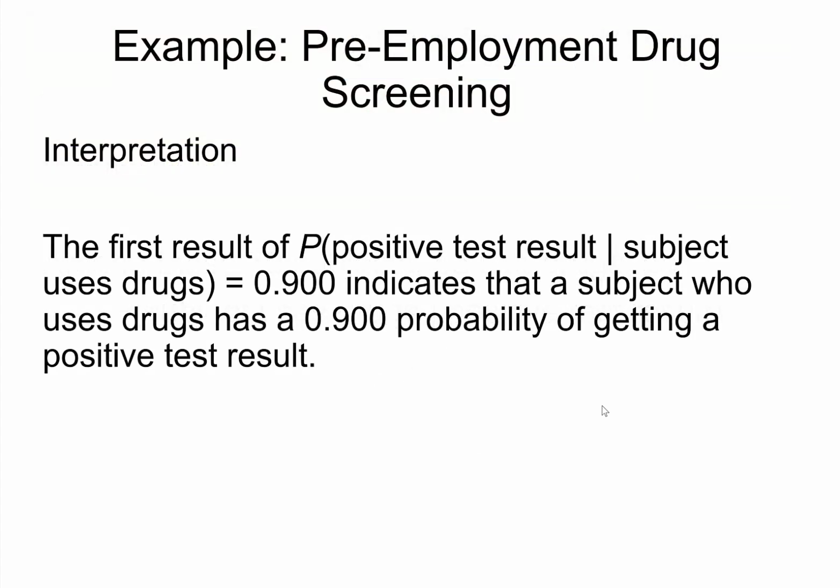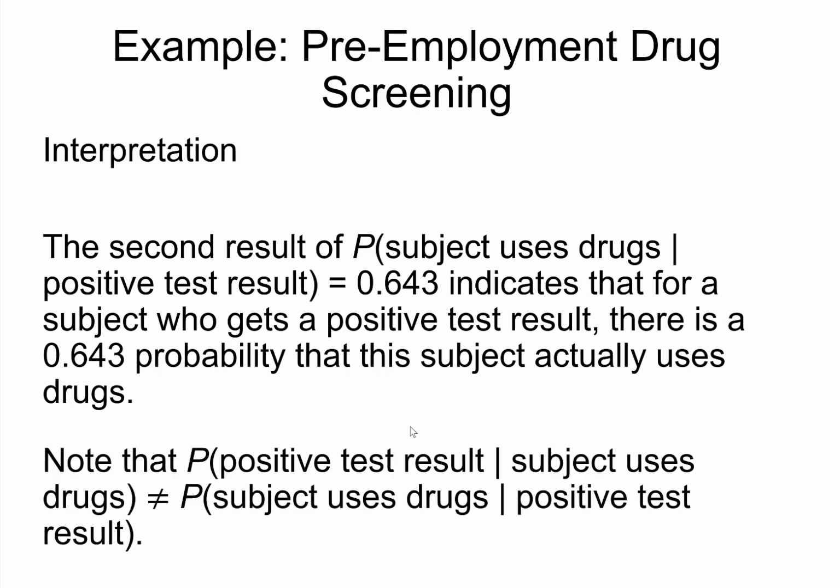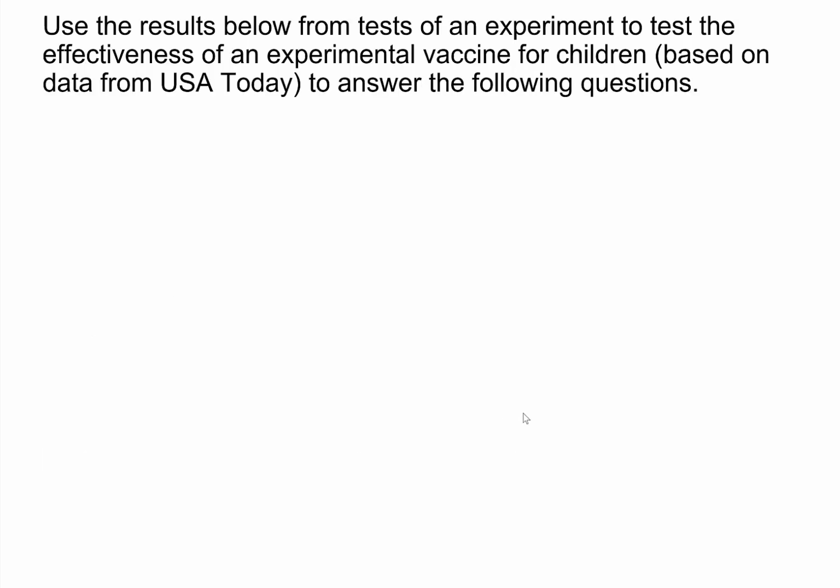So the first result, these are different probabilities now. The first one was a positive result given they used drugs, 0.9. The second result was the probability that they used drugs given they had a positive result. So a little bit different question that we're asking each time. And they're not equal to one another. You can't switch the order of the conditioning and get the same answer generally.